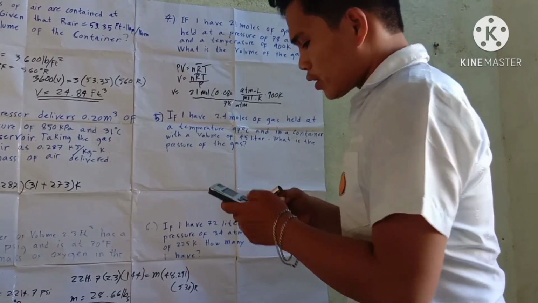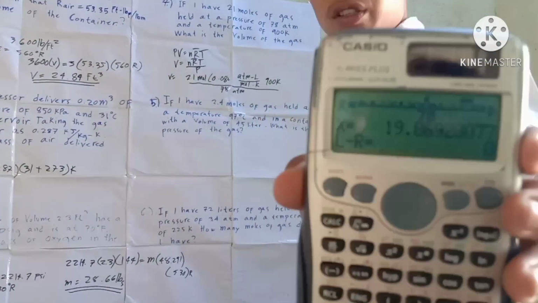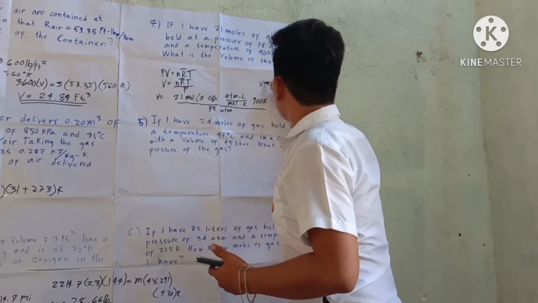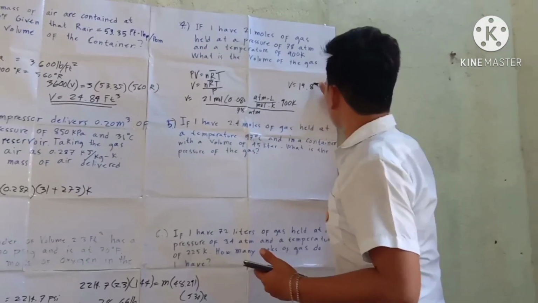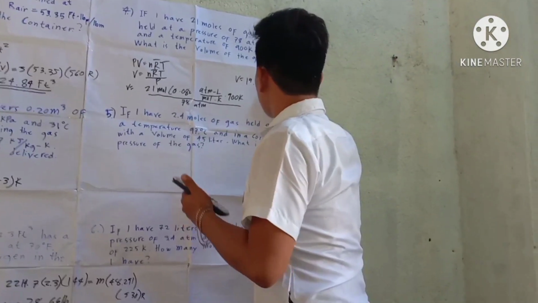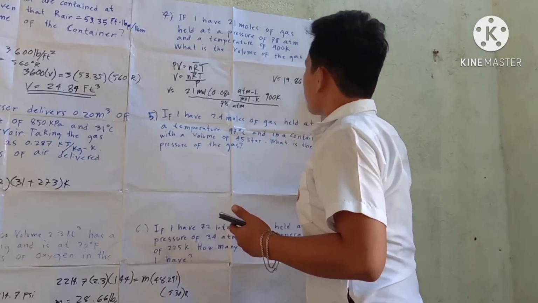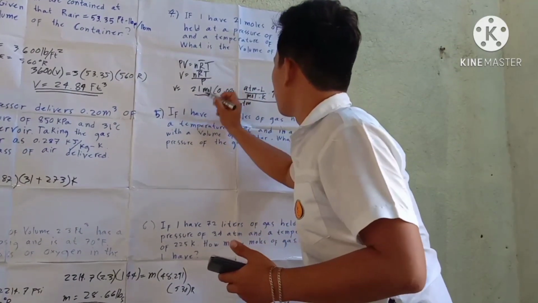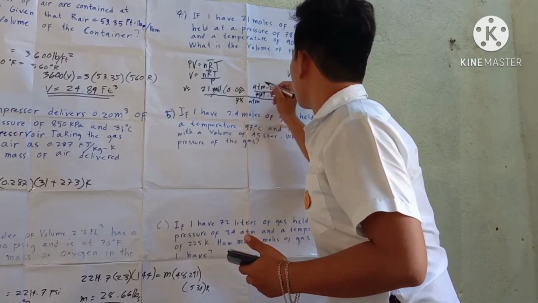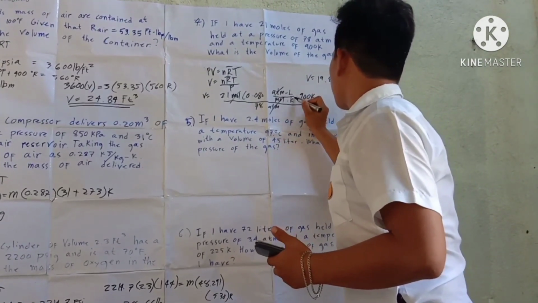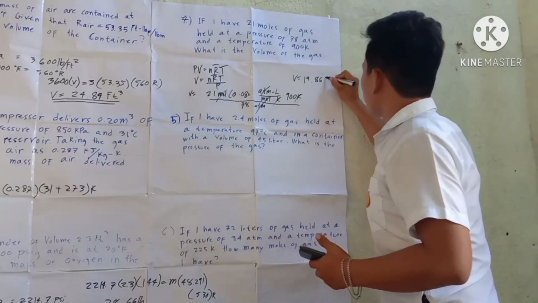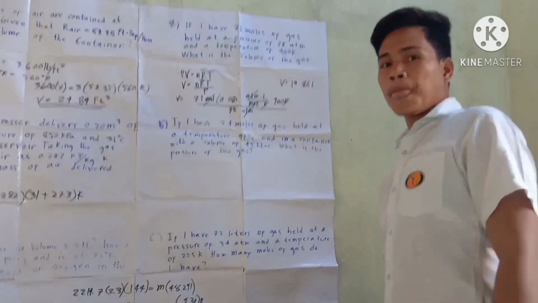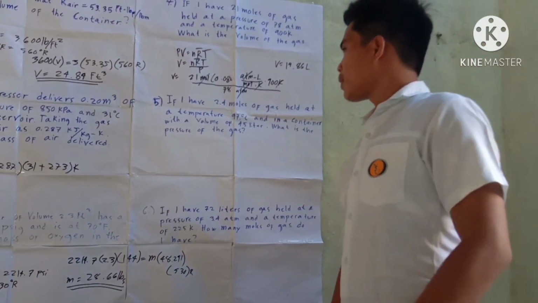So the answer is 19.86, or 19.87 rounding up. So volume equals 19.86. The units cancel: the mole, the atm, the Kelvin, so the unit is liter. The volume is 19.86 liters. So proceed to problem number 5.